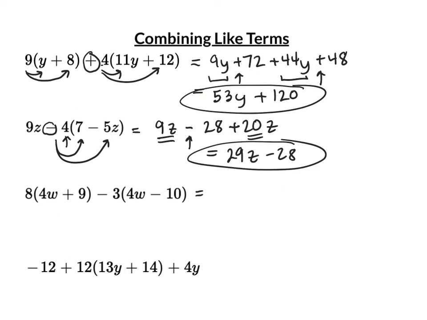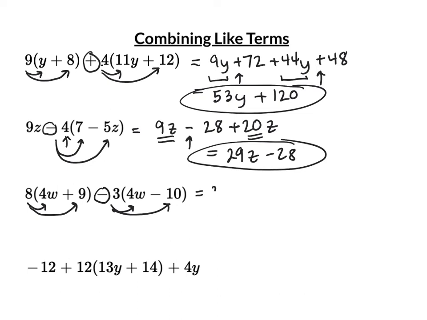Next example, a bunch of distributive property. I'll take 8 times 4w, 8 times 9. Again, watch for the minus in front of parentheses. It's going to happen. You got to get used to it. This is a common error in algebra. We treat that as a negative 3. Negative 3 times 4w, negative 3 times negative 10.